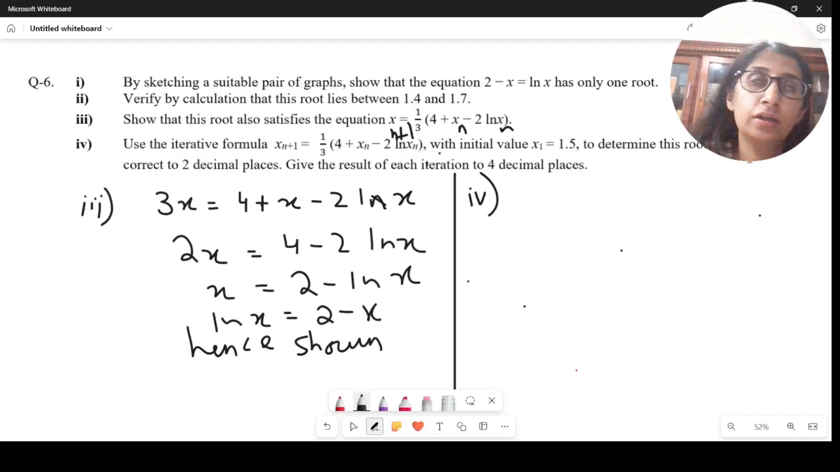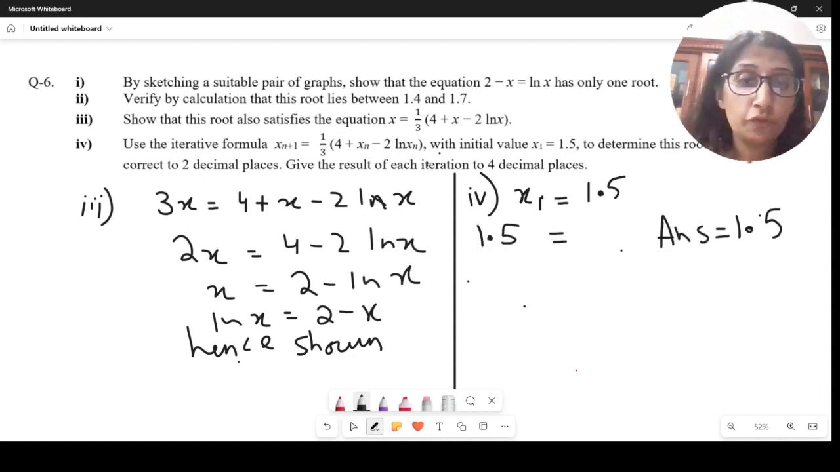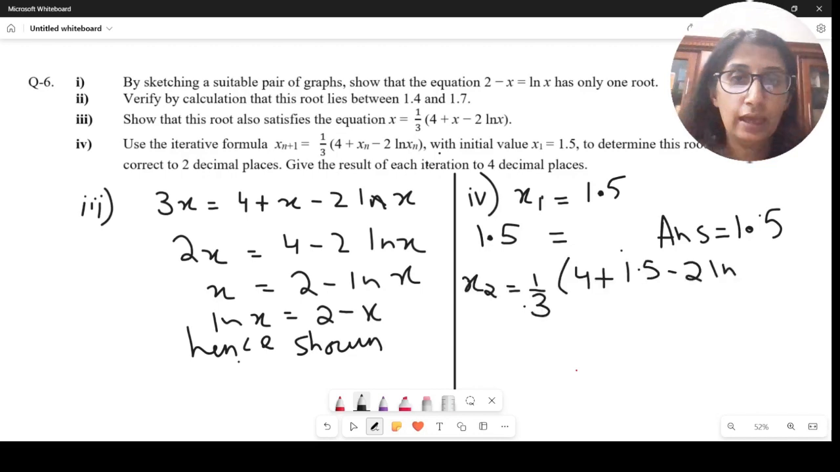So the initial value is 1.5, so you write x1 equals 1.5. Next, in your calculator you press 1.5 and then press equals, so that 1.5 is saved in the answer key. Next, you have to show the first iteration. So when n is 1, this becomes x2 equals 1 by 3 times, 4 plus x1, where x1 is 1.5, minus 2 ln x1, which is also 1.5. Show the complete first iteration.